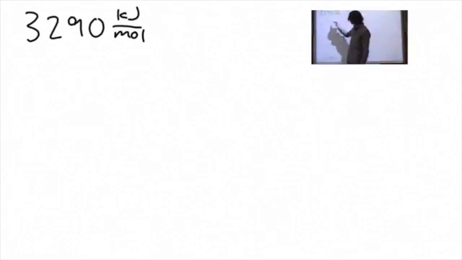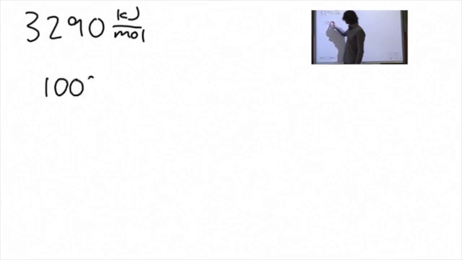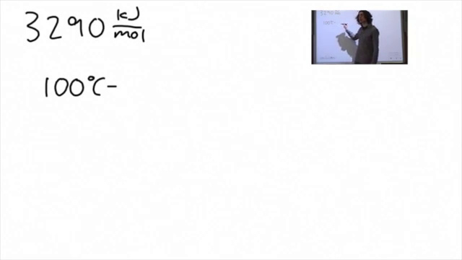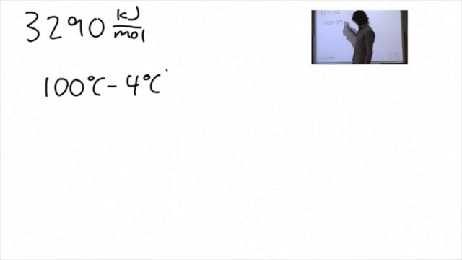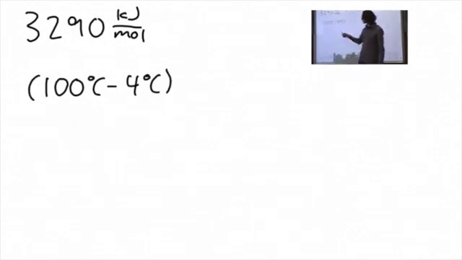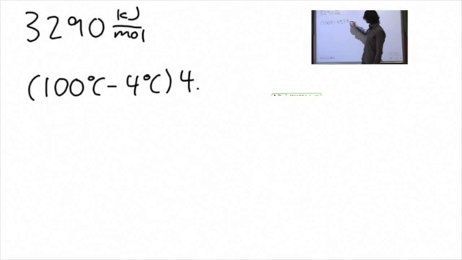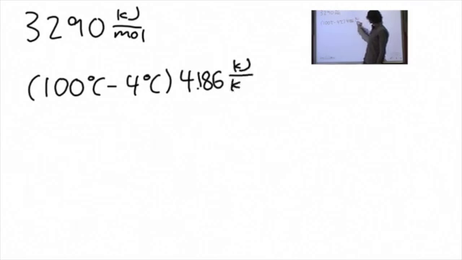So, if you're asked to heat up water from 100 degrees C to 4 degrees, or from 4 to 100 degrees C, we'll be dealing with this temperature change of 96 degrees. And if you know the specific heat of water, 4.186 kilojoules per kilogram degrees C.